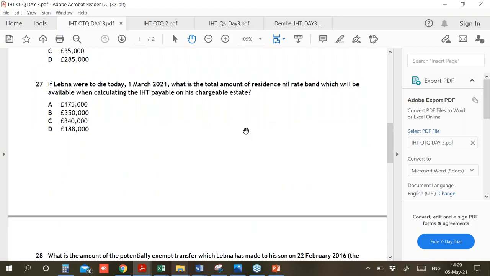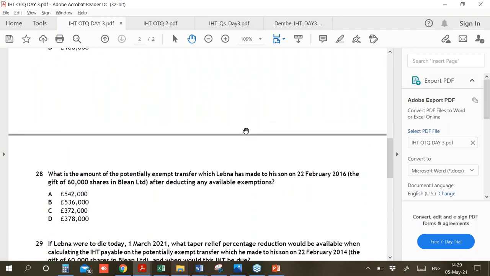Now, what is the amount of potentially exempt transfer, that we call PET as well, which Lebna has made to his son on 22nd February 2016? The gift of the shares in Bleen Limited after deducting any available exemptions. So we have to calculate the amount of the shares. And normally, whenever I see shares in the IHT, I remember a topic called transfer of value. There are certain assets for which their single value is different as their aggregated value is different.